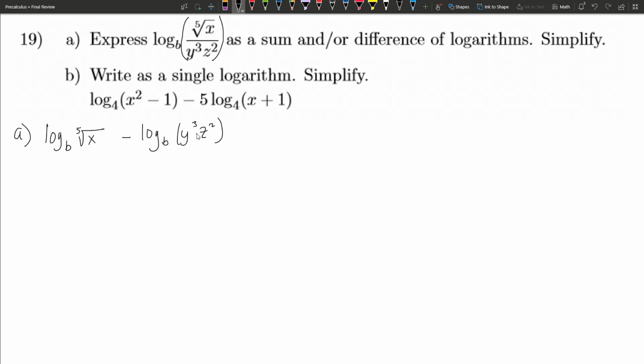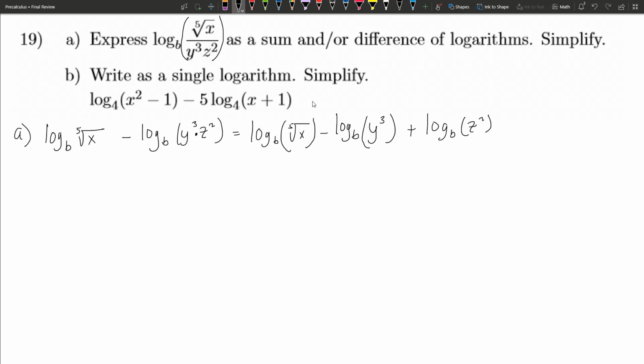Now this over here is really a multiplication, y to the third times z squared. But when you're multiplying, you could write that as an addition. So this is really just log base b, the fifth root of x, minus log base b, y to the third. All right, let me just put this in parentheses just to make it visible. Plus log base b of z squared.